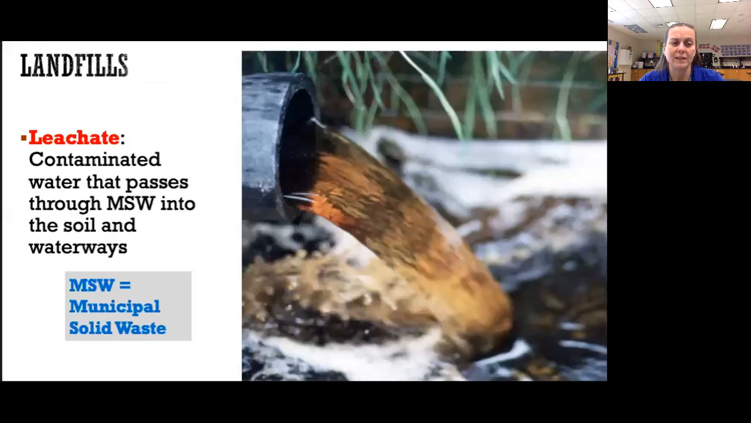So when we talk about leachate, we're talking about that contaminated water. It's percolating down through that pile of garbage. It's passing through that municipal solid waste, and it's eventually winding up in the soil, and therefore eventually in the groundwater or in the waterways. So any material in the municipal solid waste that is water soluble is going to wind up in this leachate. So we're going to talk about how leachate is contained.